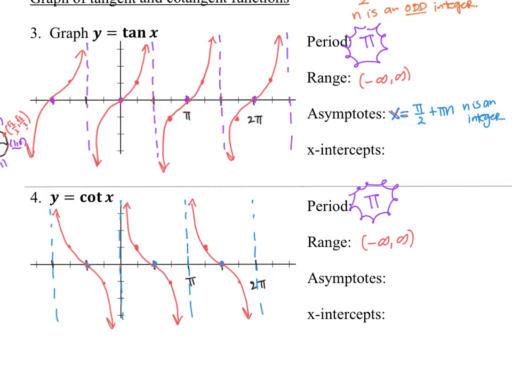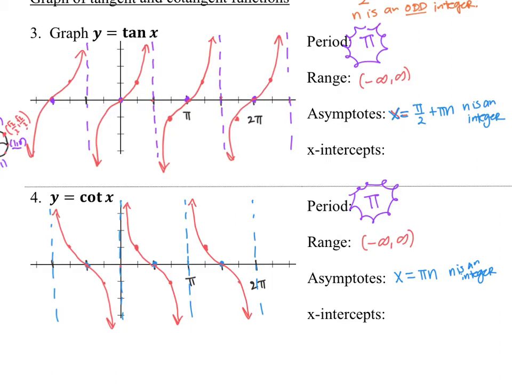Now I'm going to look at cotangent. The asymptotes are at 0, pi, 2 pi, etc. So it's a vertical asymptote. It has to be x equals pi n, where n is an integer. And if you just write x equals n pi, I will assume that n is an integer. So that's okay with me.